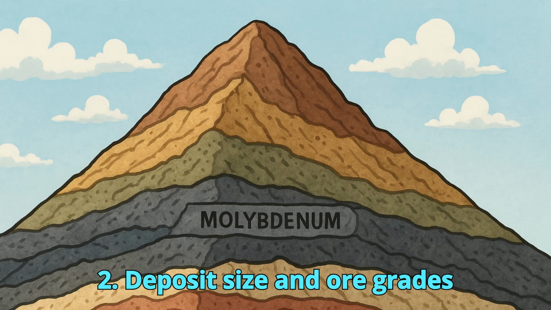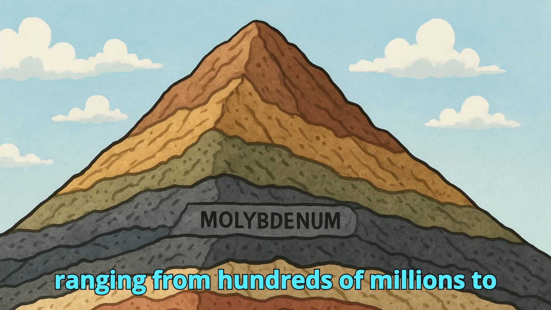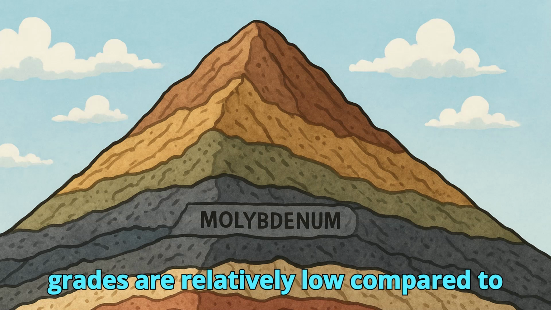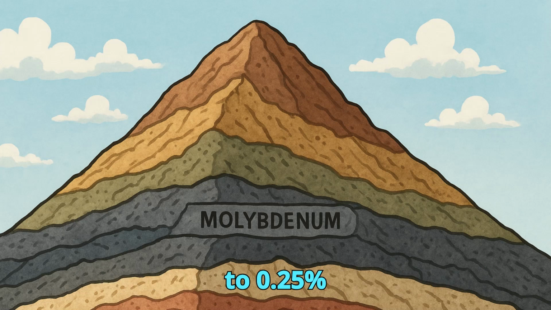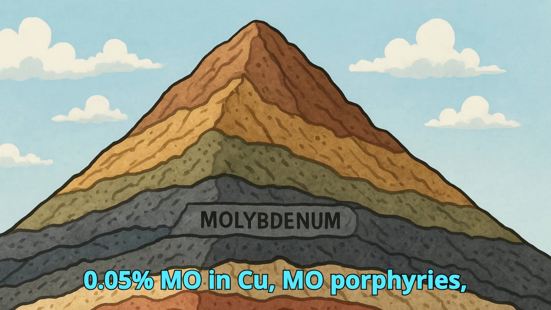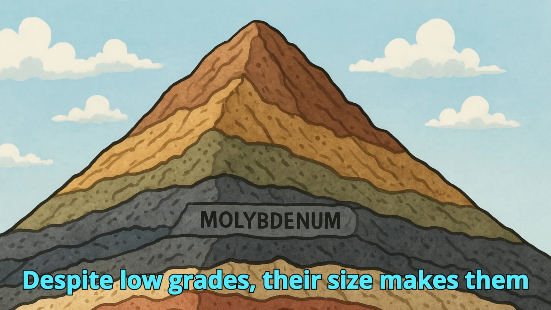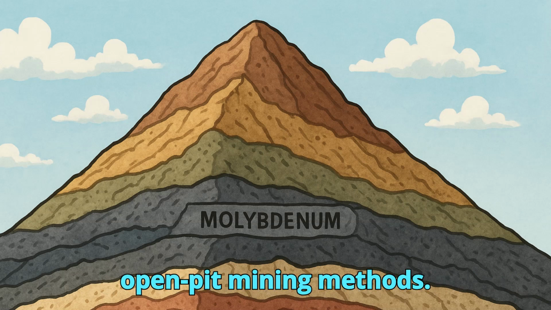2. Deposit size and grades. These deposits are very large in volume, ranging from hundreds of millions to billions of tons of rock. Ore grades are relatively low compared to high-grade vein deposits, usually in the range of 0.05% to 0.25% Mo for climax-type systems, and 0.01% to 0.05% Mo in Cu/Mo porphyries, where molybdenum is a byproduct. Despite low grades, their size makes them highly economic and suitable for bulk, open-pit mining methods.